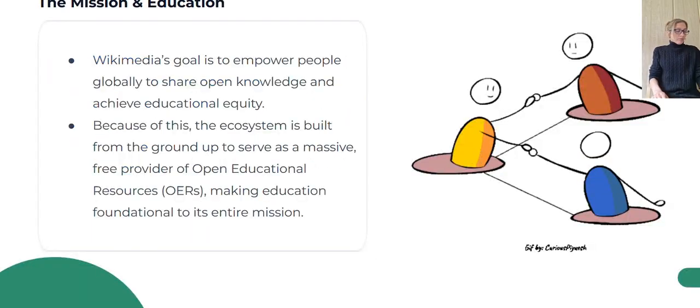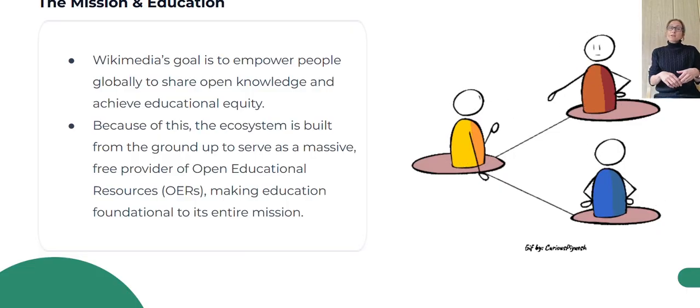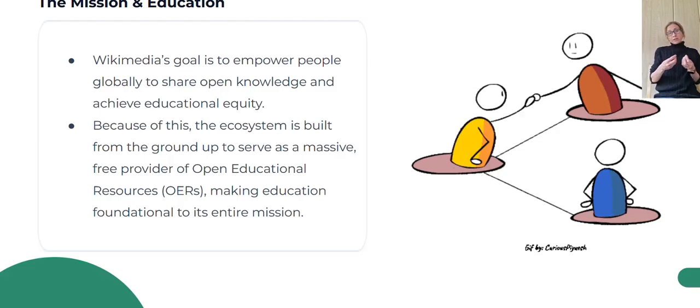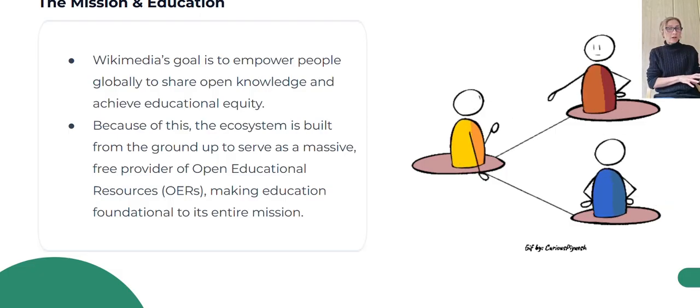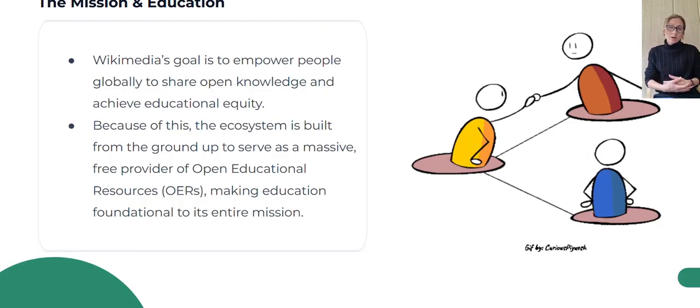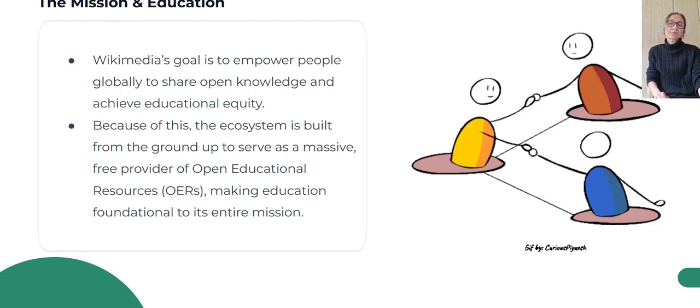So our goal is to make sure that people have access to the sum of all knowledge, that we empower people globally to contribute to open knowledge, to access open knowledge, and to see themselves represented in open knowledge. So the ecosystem is built from the ground up to provide open educational resources, making education the foundation of everything we do, not a separate section independent from the other work, but at the heart of all of our work. Because without education, people will not be able to use and understand these projects that we have.